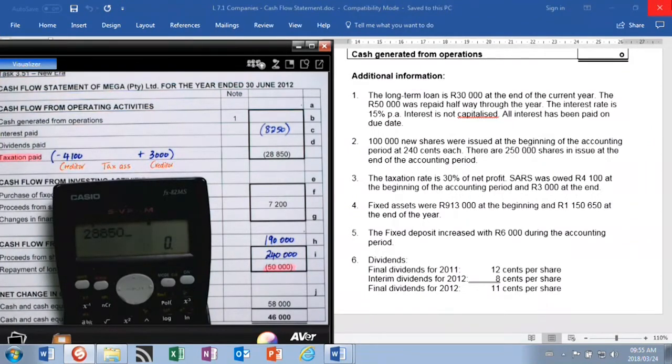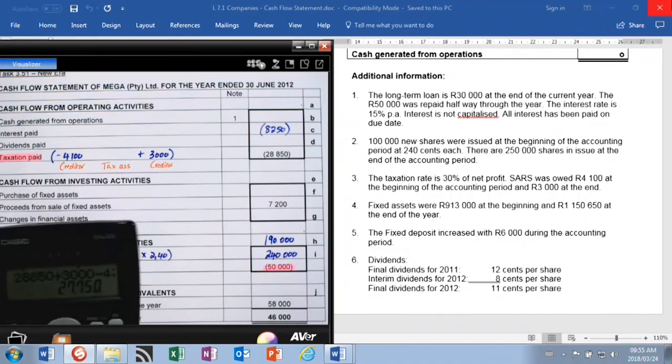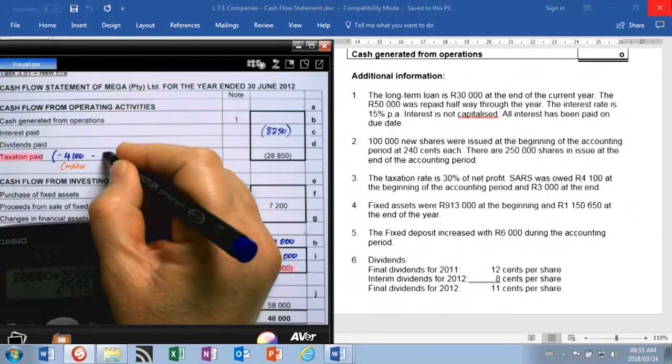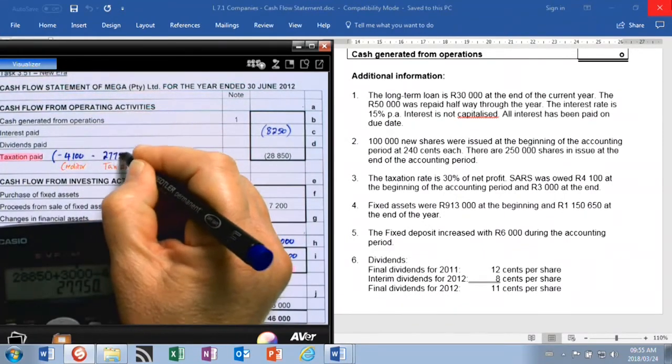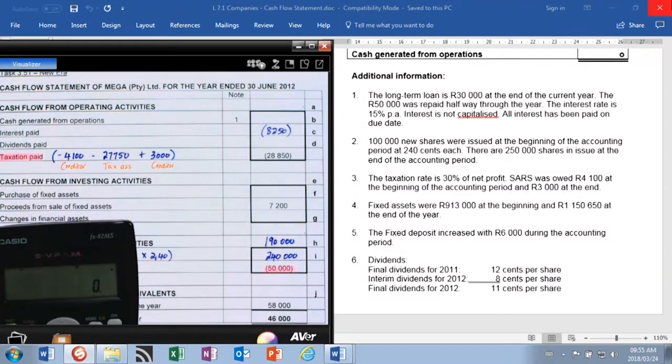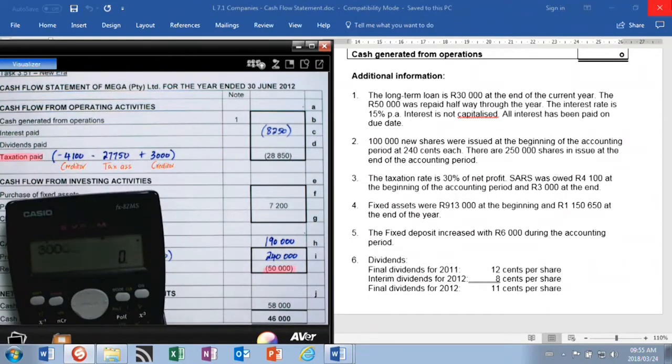28,850 plus the 3,000 minus the 4,100, that gives me 27,750, but always check. Always check. Remember, that is a minus, because your tax assessment is also always a minus. Just check. So now we say, in the bracket, we've got a positive 3,000 Rand.